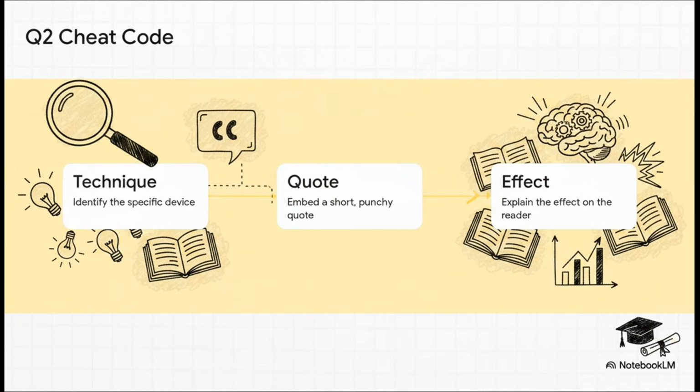Luckily, the notes reveal a brilliant little cheat code formula for this. Step 1, identify the technique. Step 2, embed a short quote. Step 3, explain the effect. It's that simple. First, name the specific technique. Second, weave in a really short, punchy quotation. Third, explain the effect it has on the reader. You're aiming to build 3 to 4 well-developed points using this exact formula.